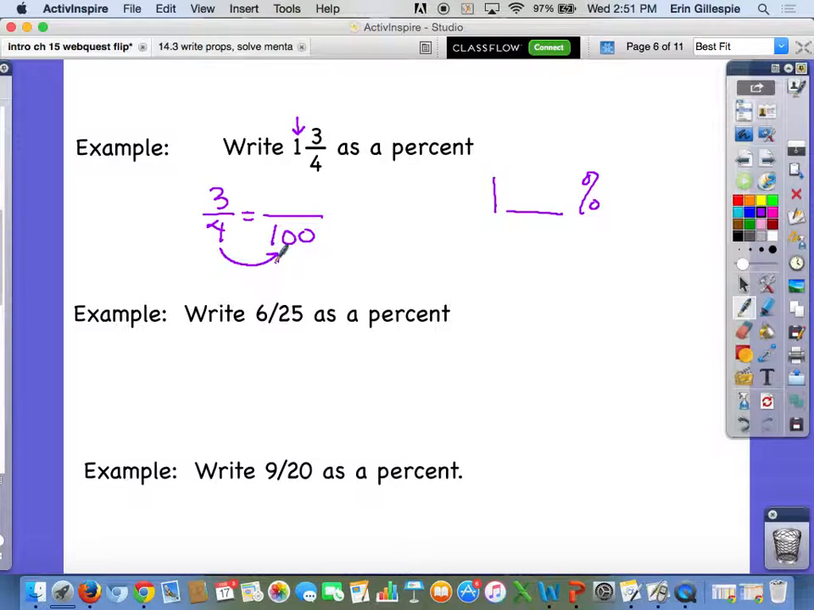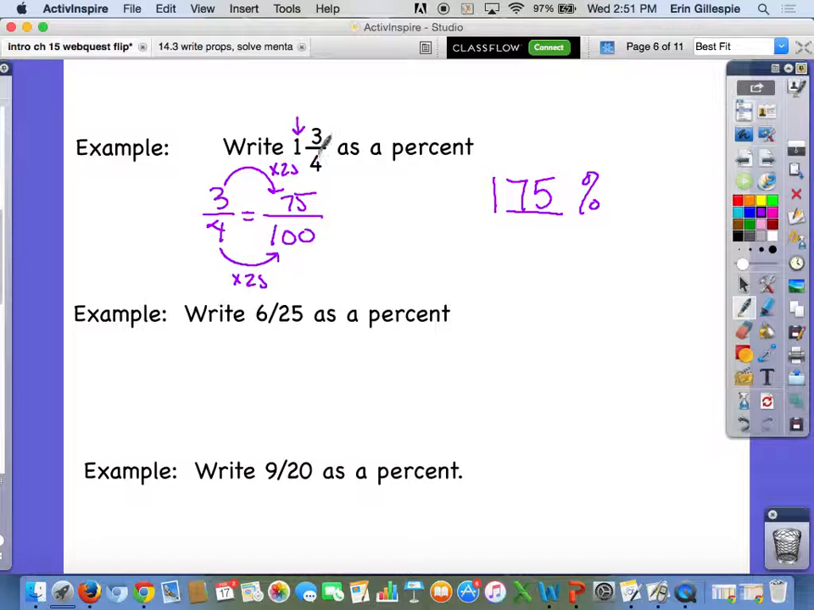and figure out what that would be over 100. So to get from 4 to 100, I'm multiplying by 25. So I want to multiply by 25 here too. So that'd be 75. So that means it's 75%, and that 1 was 100. So 175%. The other way you can do it is make that mixed number into an improper fraction.